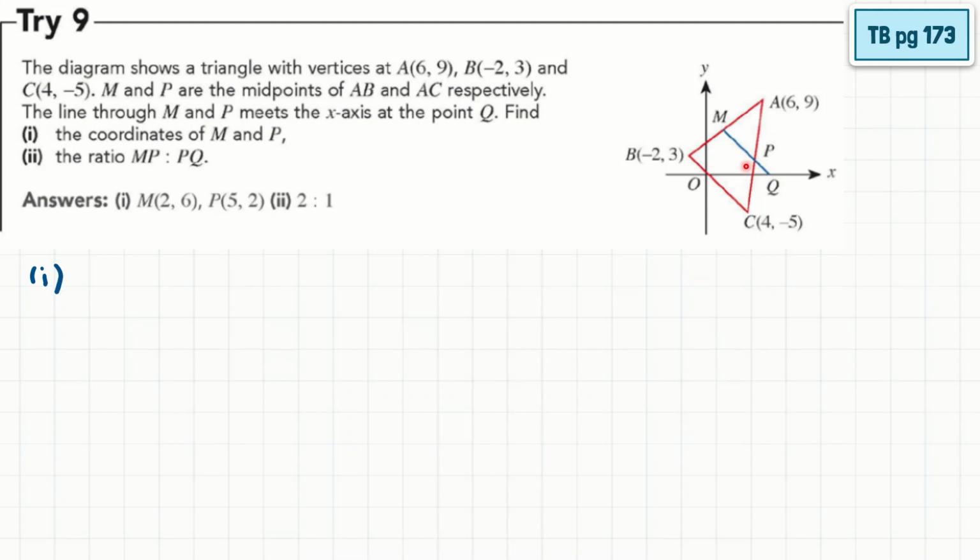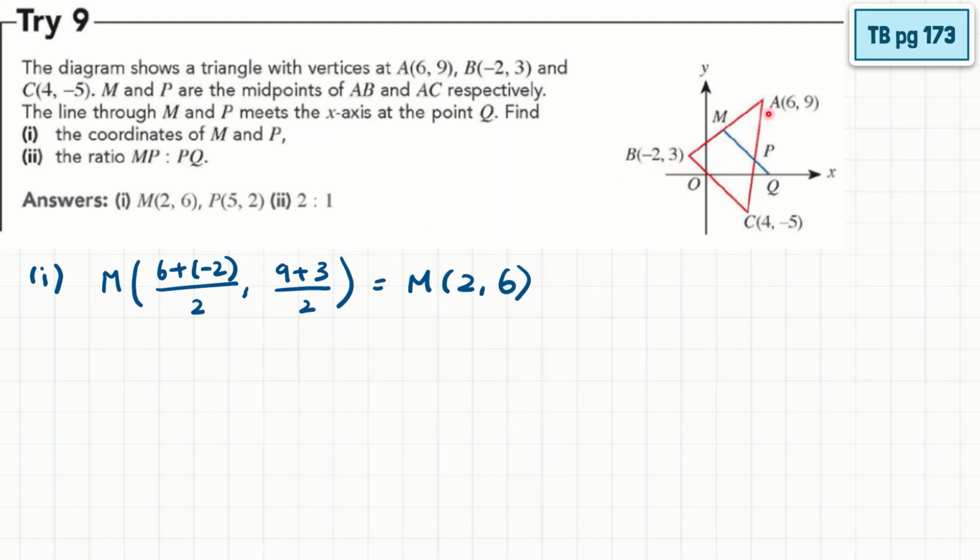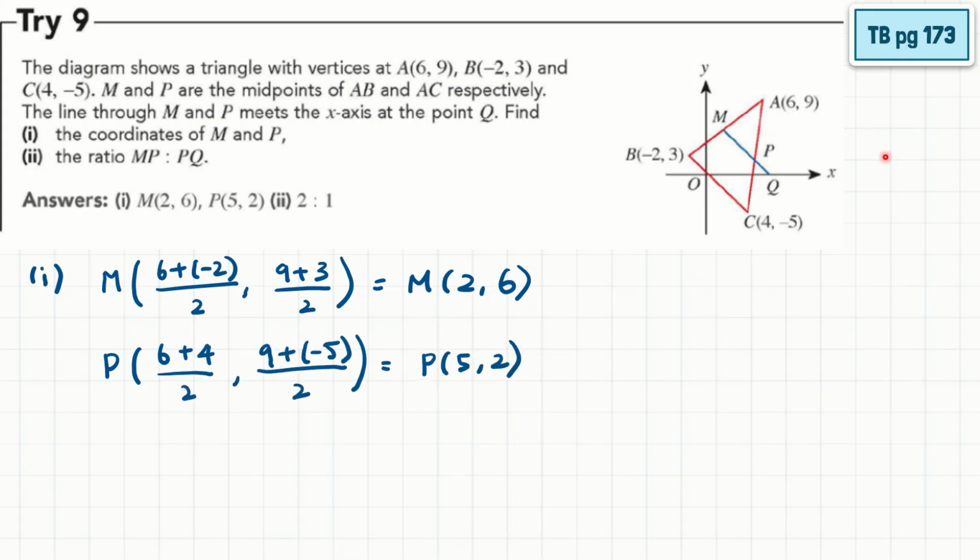So in solving part I, let's check our answers. M would be 6 plus -2, so taking the x coordinates, adding them up, divide by 2, and the y coordinate will be 9 plus 3 divided by 2, and that simplifies to (2, 6). To get the coordinates of P, I will have (6 plus 4) over 2, comma, (9 plus -5) over 2, and our coordinates of P will be (5, 2). I hope that you're successful in achieving this answer.